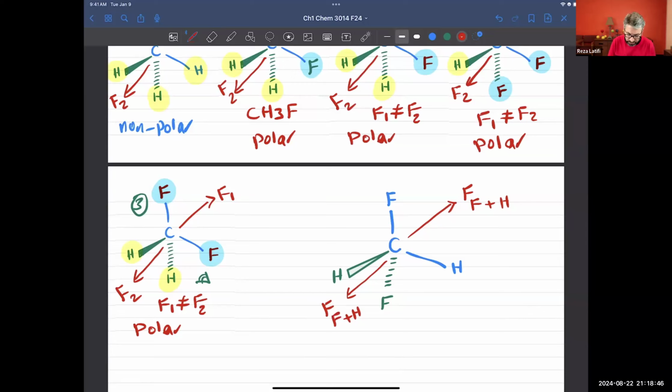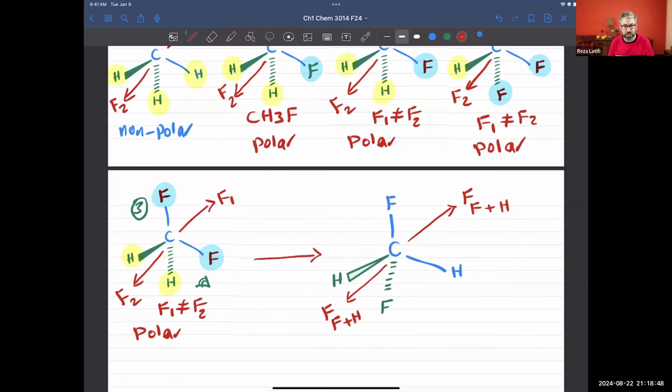But what did I do? How did I move from this structure to that one? I only changed my vision. I did not break any bond, so the molecule should still be polar. When I say I change my vision, this is the way I look at the molecule.